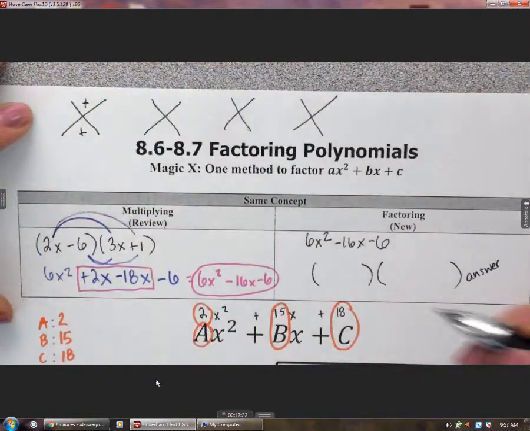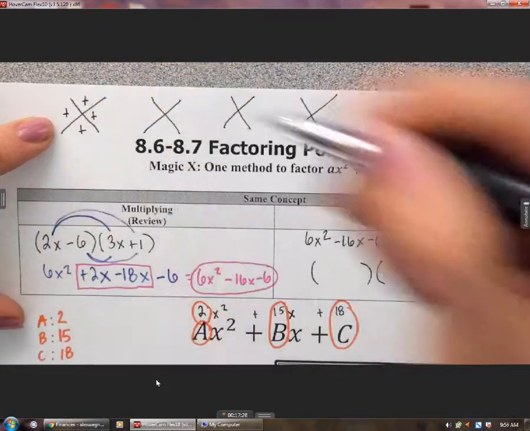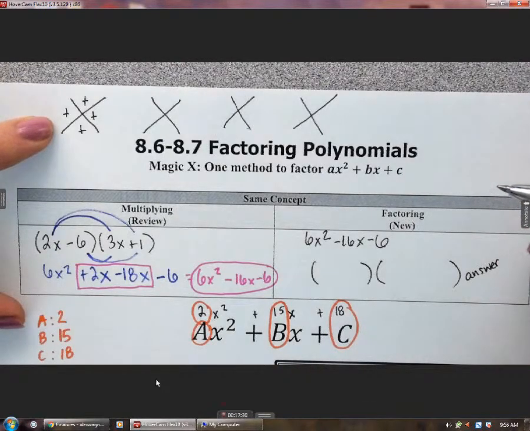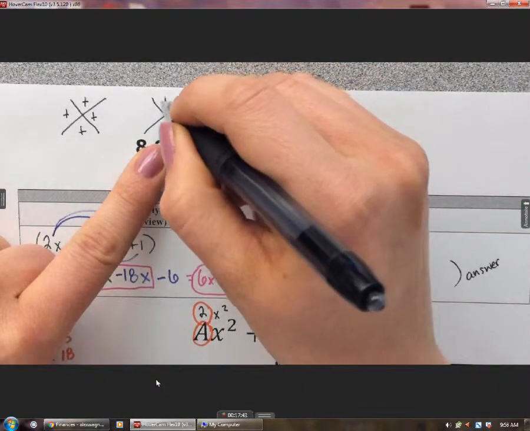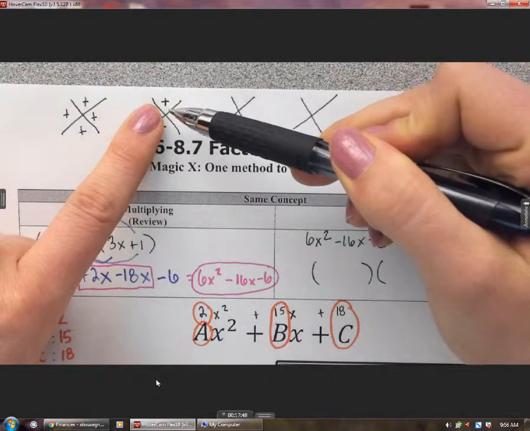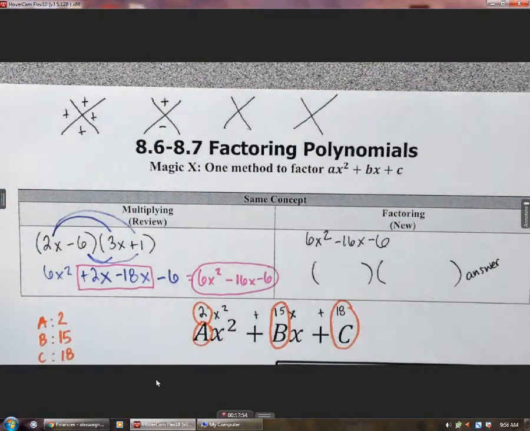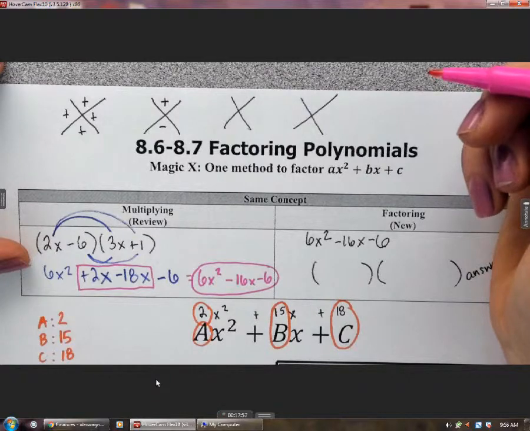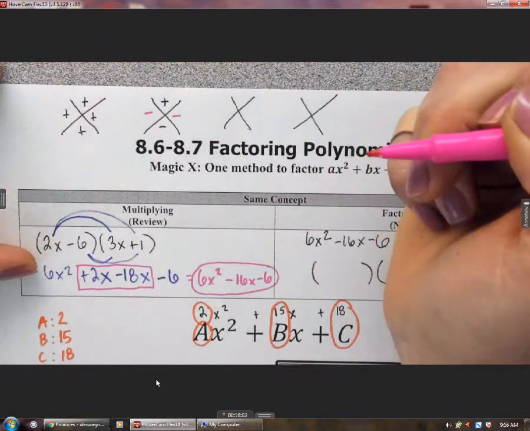If I have a positive and a positive on the top and bottom, both the sides are positive. If I have a positive on top and a negative on the bottom, that means the two numbers are multiplying to be positive, but they're adding up to be negative. So what would my two sides be? They're both going to be negative, because when they multiply, they become positive, and when you add them, they become negative.